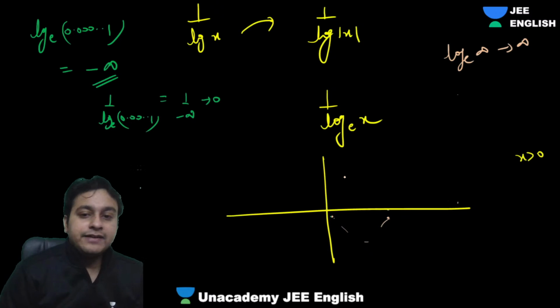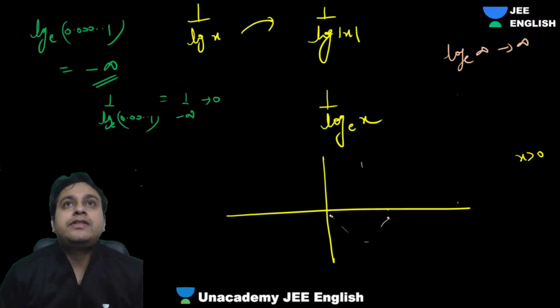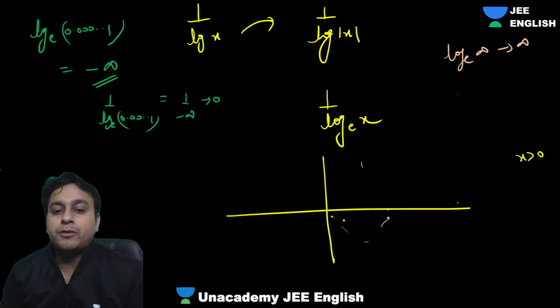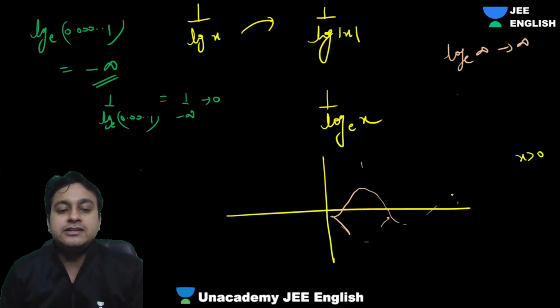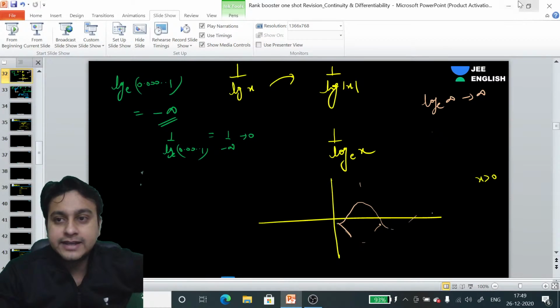So it can be negative and positive both. From 0 to 1 it will be negative, I think, and then after that it will become positive. The graph might be like this. I'll just show you through Desmos. Let's see the Desmos, you'll get the exact graph. One second, let me go through that.